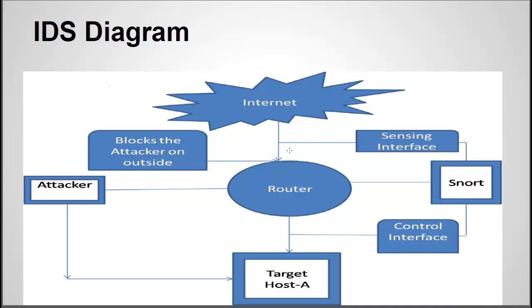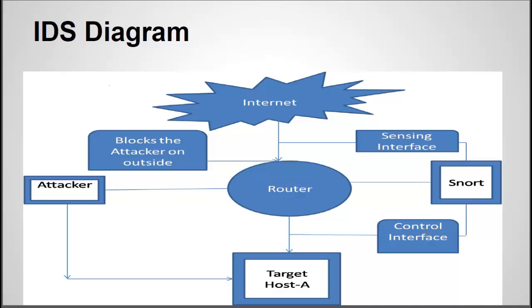The sensing interface is outside of the router, so it picks up all the activity right before it hits the router, and it blocks the attacker on the outside. So this is basically an ideal diagram of how it should be set up.